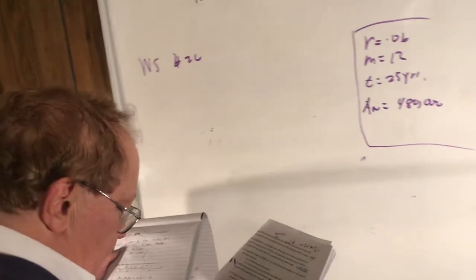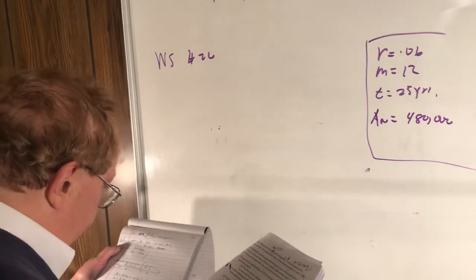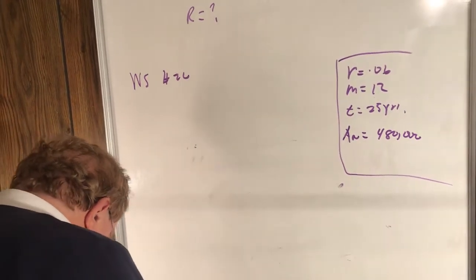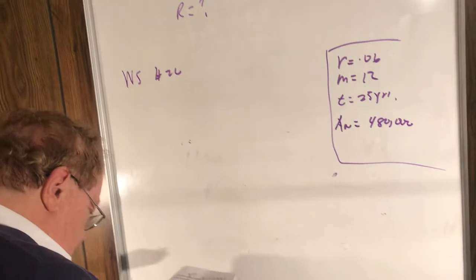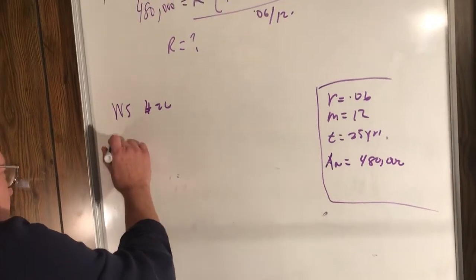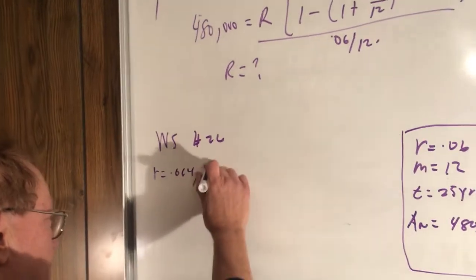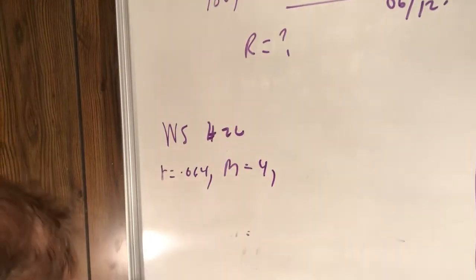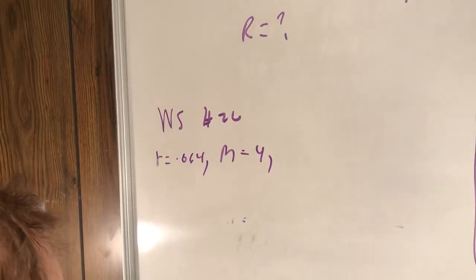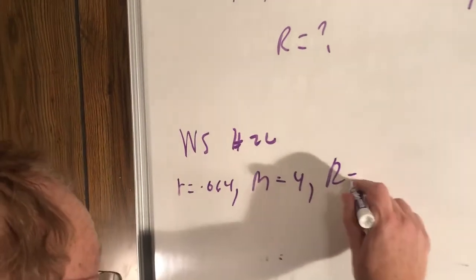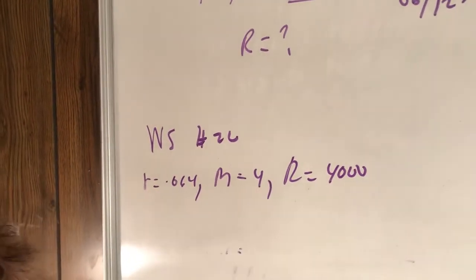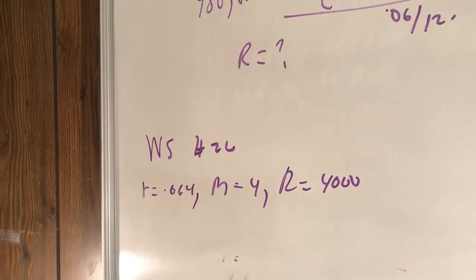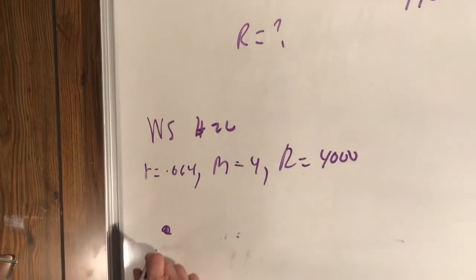Okay, so this is a deferred annuity, so what we have here is R is 0.064, M equals 4. They're going to get back $4,000 every quarter, so that's their payment back. And they're going to defer it for 10 years. So it looks like this.